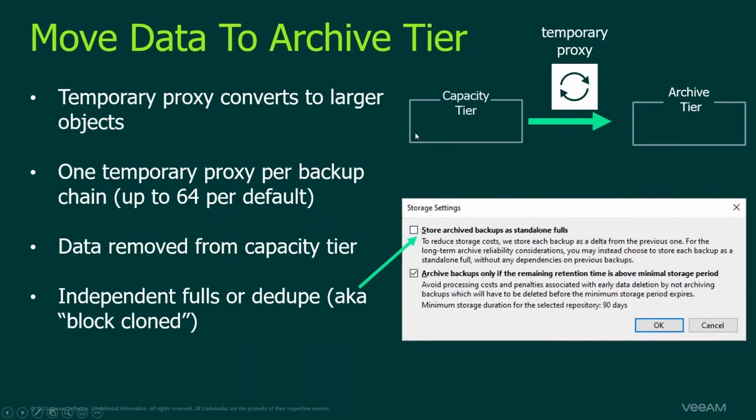How do we do that? We do that with a temporary proxy. We spin that up in AWS or in Azure, depending on what you choose. And we move backup files, true backup files, to the archive tier. We can do that as an independent rule. You can set the check mark here. And after that, the data gets removed from capacity tier. This way you can really save on storage if you want to retain backups for a longer period of time.